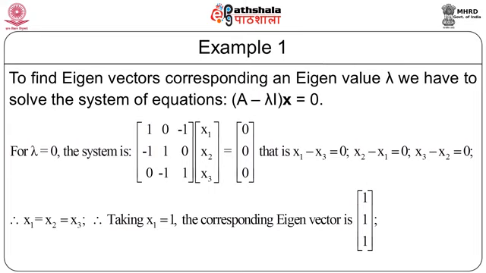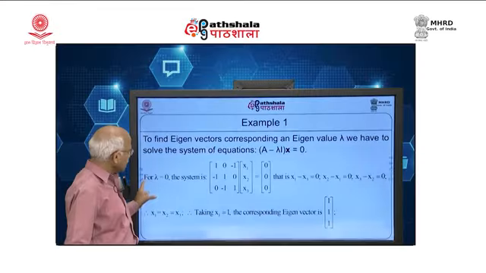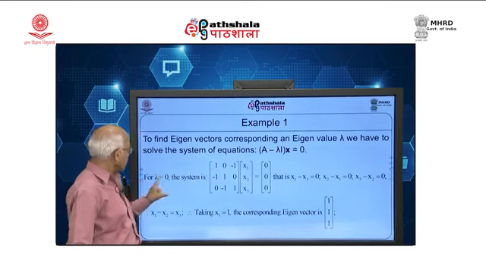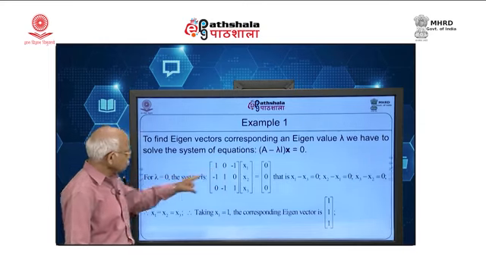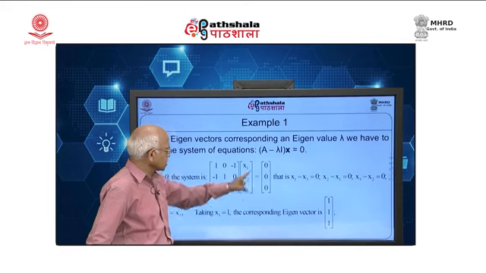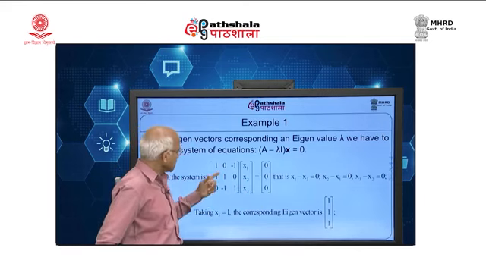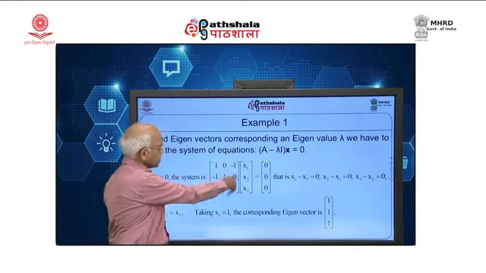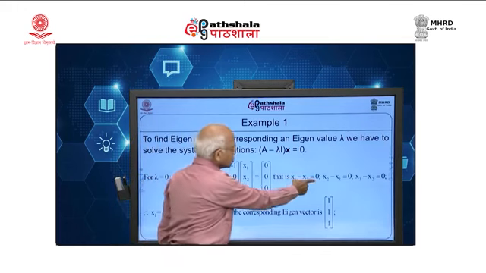Now, to find eigenvectors corresponding to eigenvalues, we have to solve this system of equations: A minus lambda I times x bar equal to 0 bar. So, when I put lambda equal to 0, A minus lambda I becomes the original matrix A only, equal to 0. Now if I take the matrix multiplication, I will get x 1 minus x 3 equal to 0.